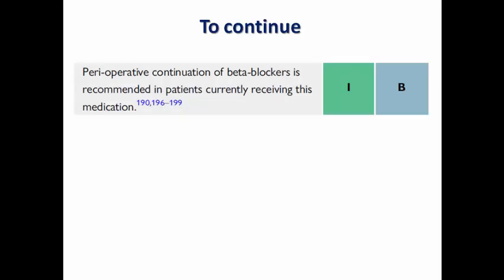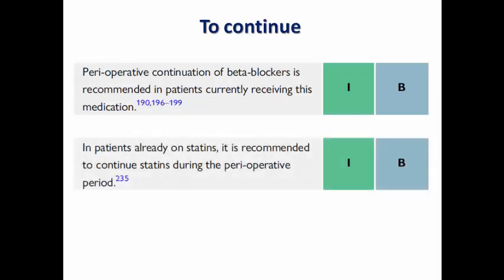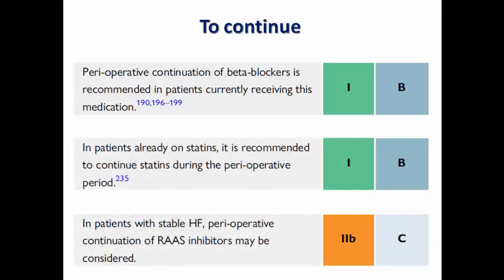Then which medication to continue? We need to continue beta blockers and statins in those patients already receiving them. And regarding RAS blockers like ACE inhibitors, ARBs, or ARNI, patients with stable heart failure should continue on them, but this has a weaker recommendation of class 2B.